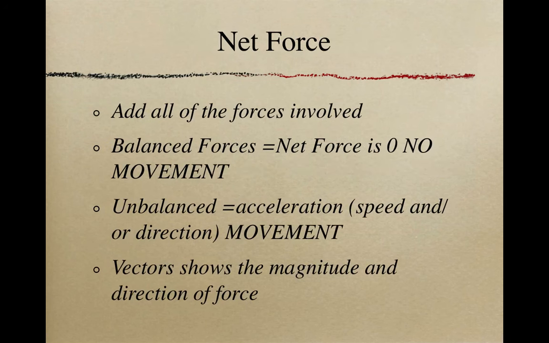Next, we need to know what net force is. You need to know what net force is, and you need to know how to calculate it. The definition is on the test, and how to calculate it is on the test. So you add all the forces involved. Balanced forces mean your net force is 0, and you have no movement. Unbalanced means that you have movement and that there's acceleration going on. Both of those terms are on the test. You need to know what those are. Those arrows that we're talking about when we're doing net force show the magnitude and the direction of force.